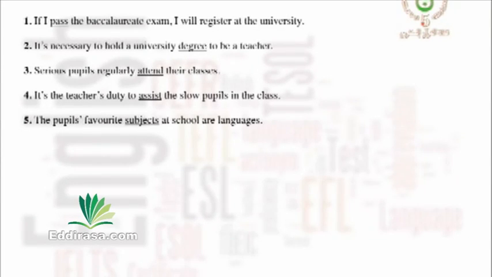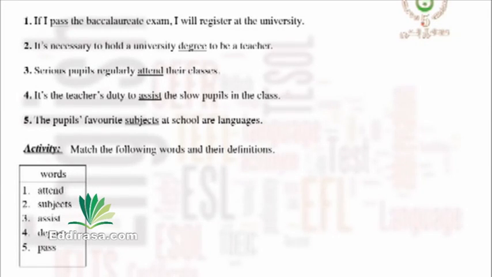First, let's read the words and then their definitions. Attend, subjects, assist, degree, and pass. These words are frequently confused because they look like French words. This is why we have chosen them. Pay attention. Let's see which words are verbs, which words are nouns, and which ones are adjectives, as usual.